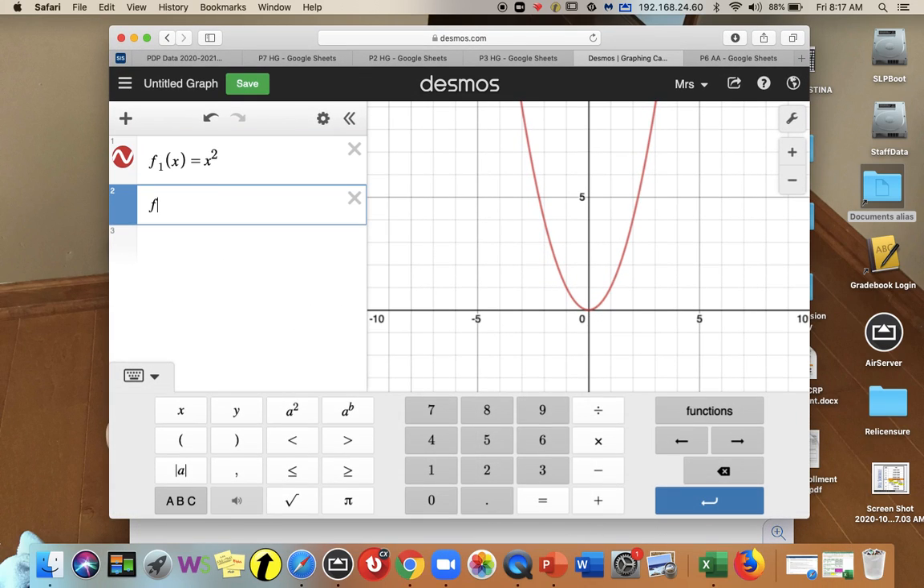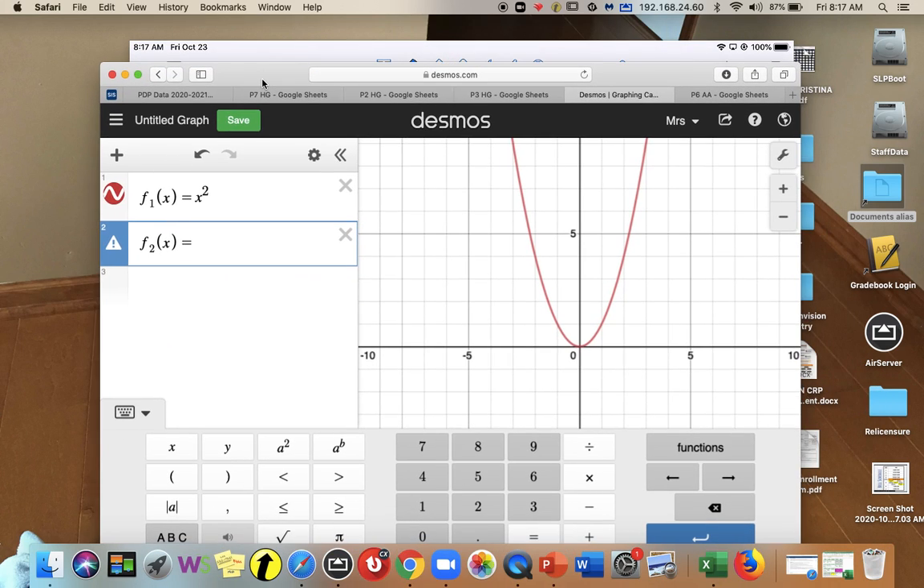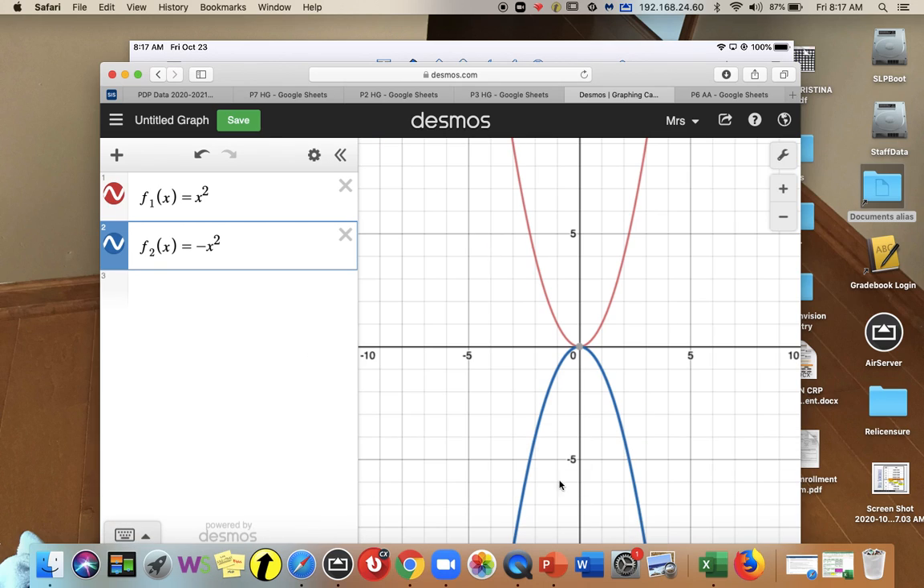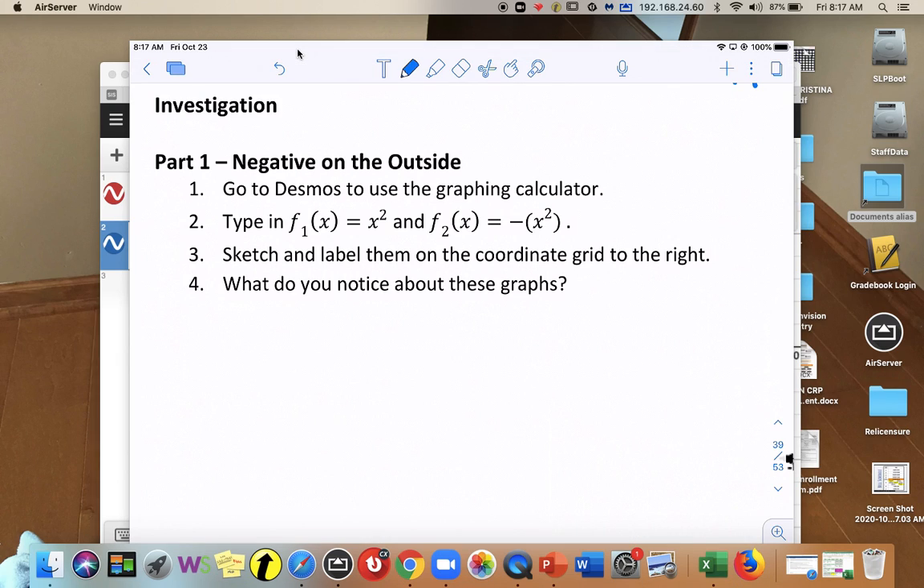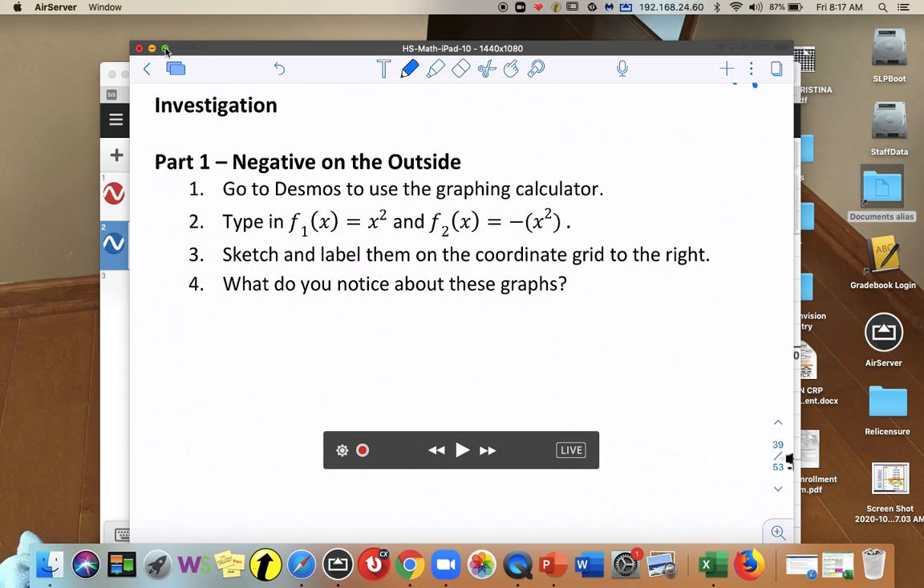All right, so we're going to type in f2 of x. It just means our second function. And we wanted it to be negative x squared. Okay, what happens to our graph? So the blue graph is our new function. It says sketch and label them on the coordinate grid to the right. What do you notice about these graphs?